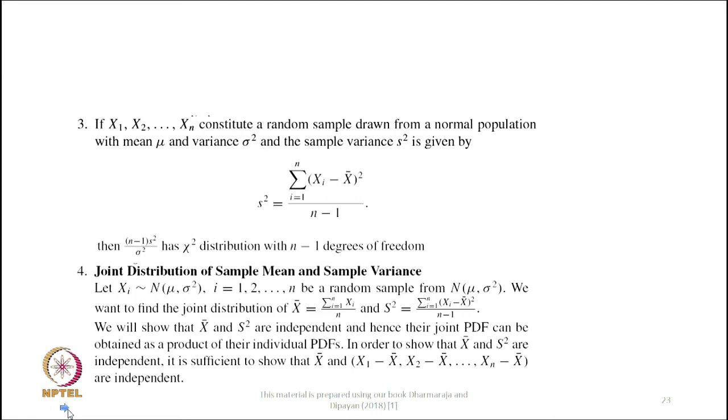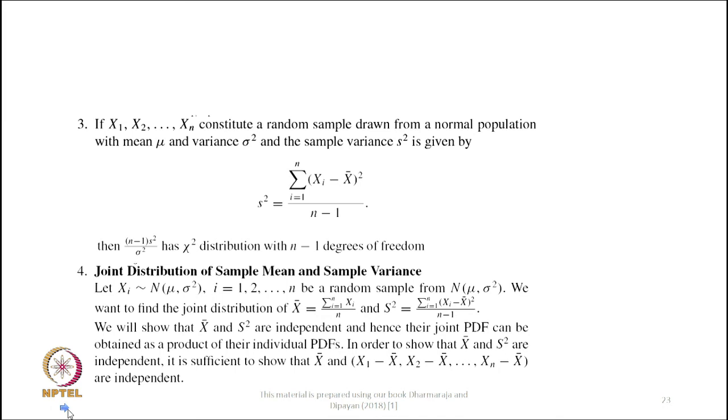So, suppose you treat this as a and the next one as b. You have (a minus b) whole square, where a is xi minus mu and b is x bar minus mu, and inside the summation it becomes (a minus b) whole square. You know how to expand (a minus b) whole square. You will have three terms: a square minus 2ab plus b square.